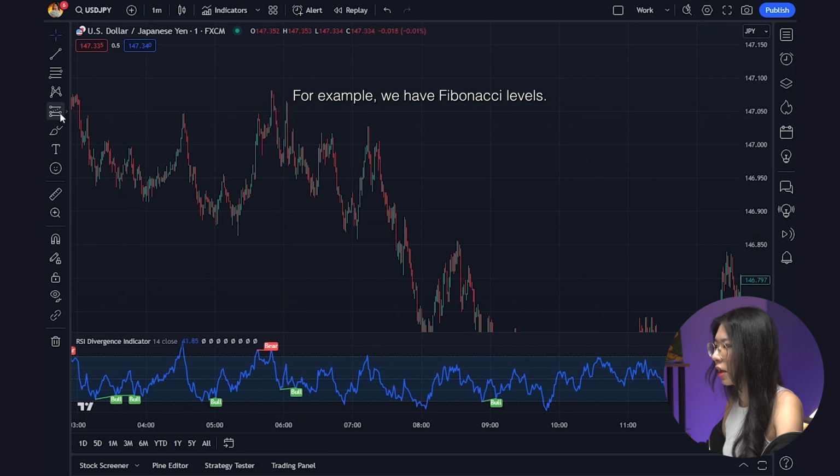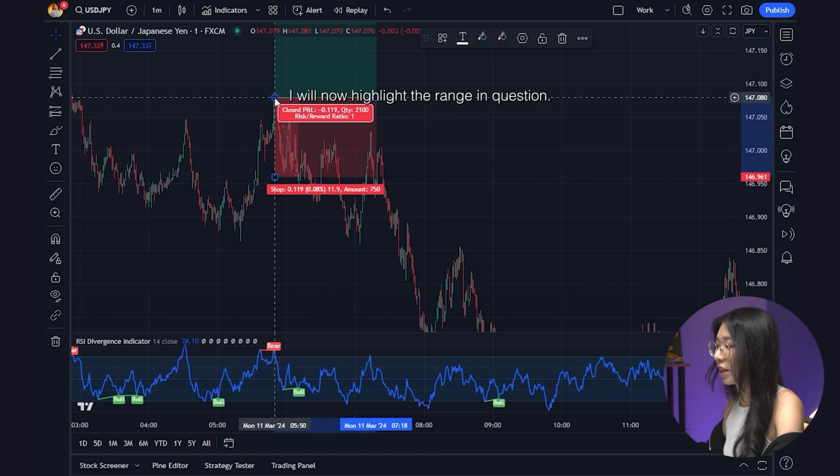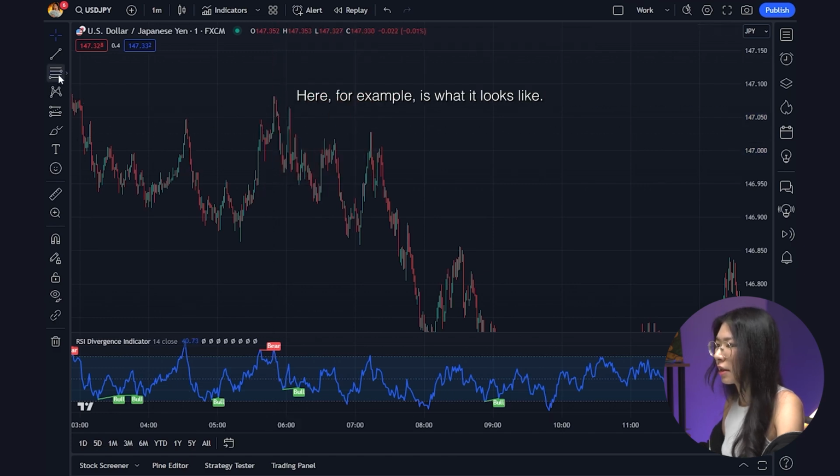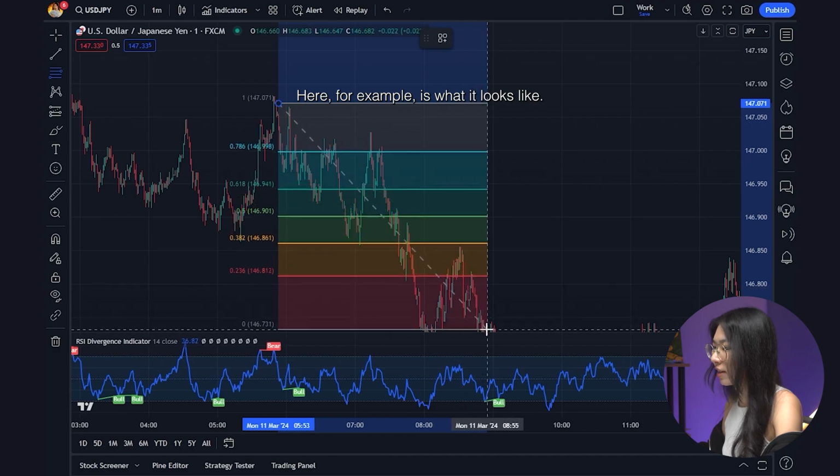For example, we have Fibonacci levels. I will now highlight the range in question, and here, for example, is what it looks like.